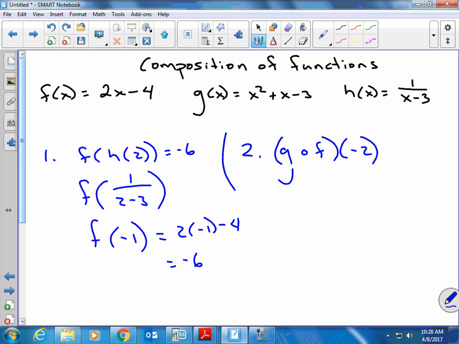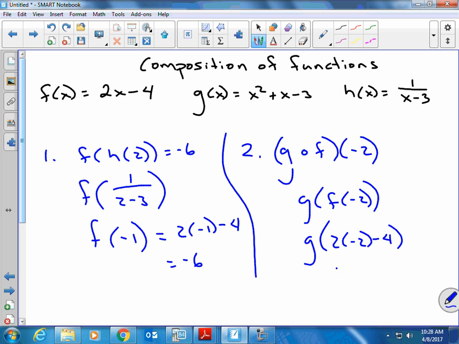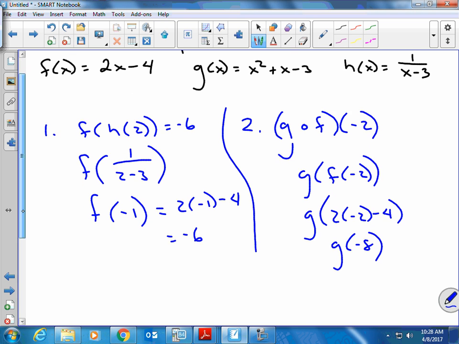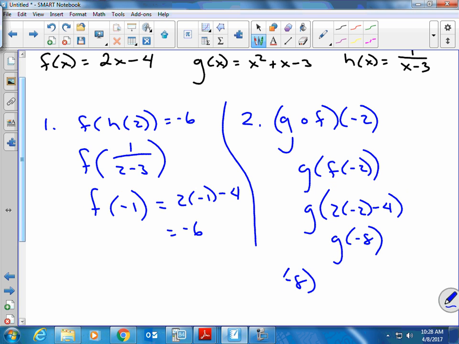All right, number 2. G of f of negative 2. F of negative 2 says to take negative 2 and plug it in. I get negative 8. G of negative 8 says to plug a negative 8 into that equation. Negative 8 squared is 64, positive. Minus 8 minus 3 is equal to 53. The answer to this is 53.